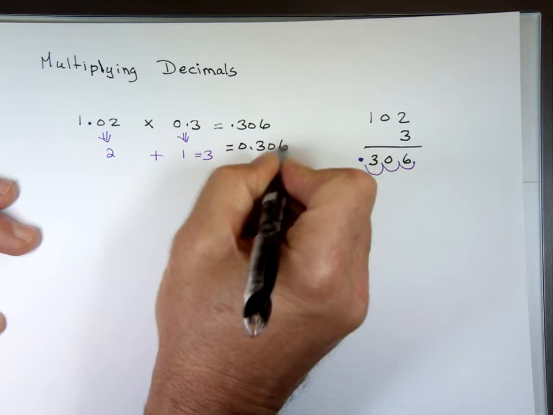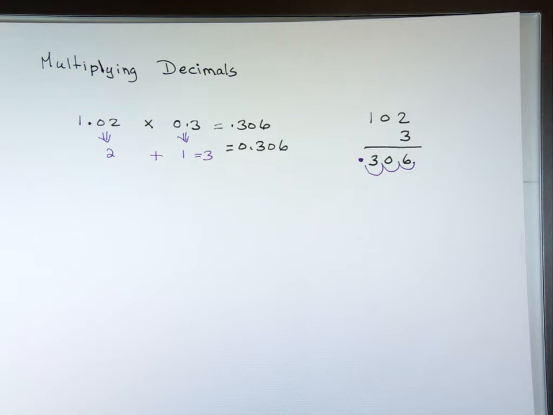If you want to write that .306, that's fine too. Some people like to put the 0 in the front, others don't put it. Which one is better? It's up to you. We don't care which one.